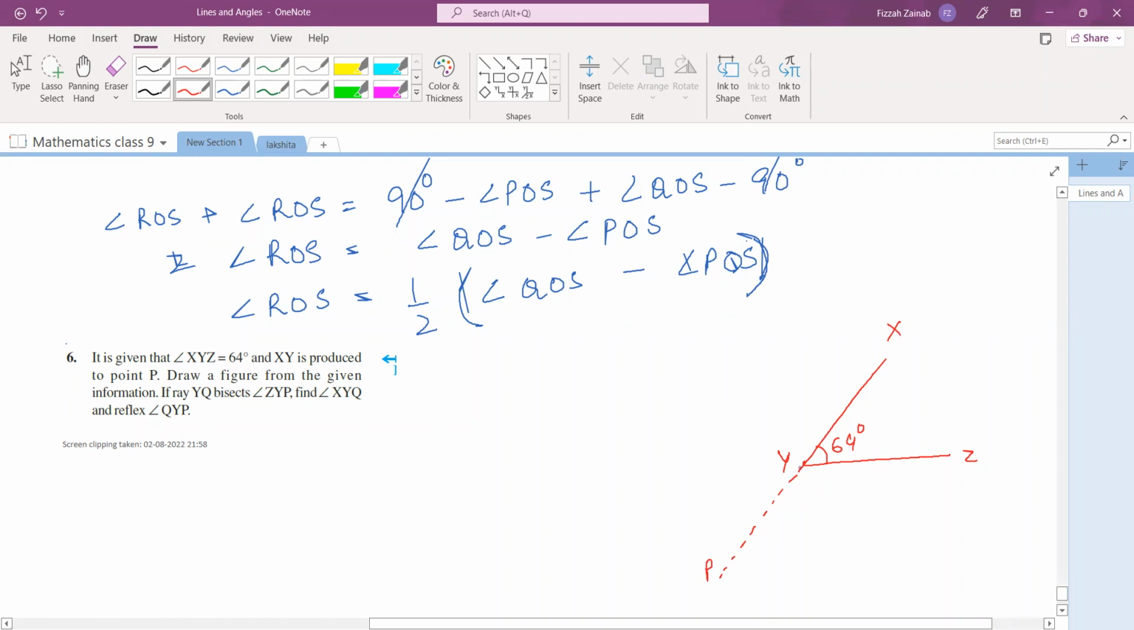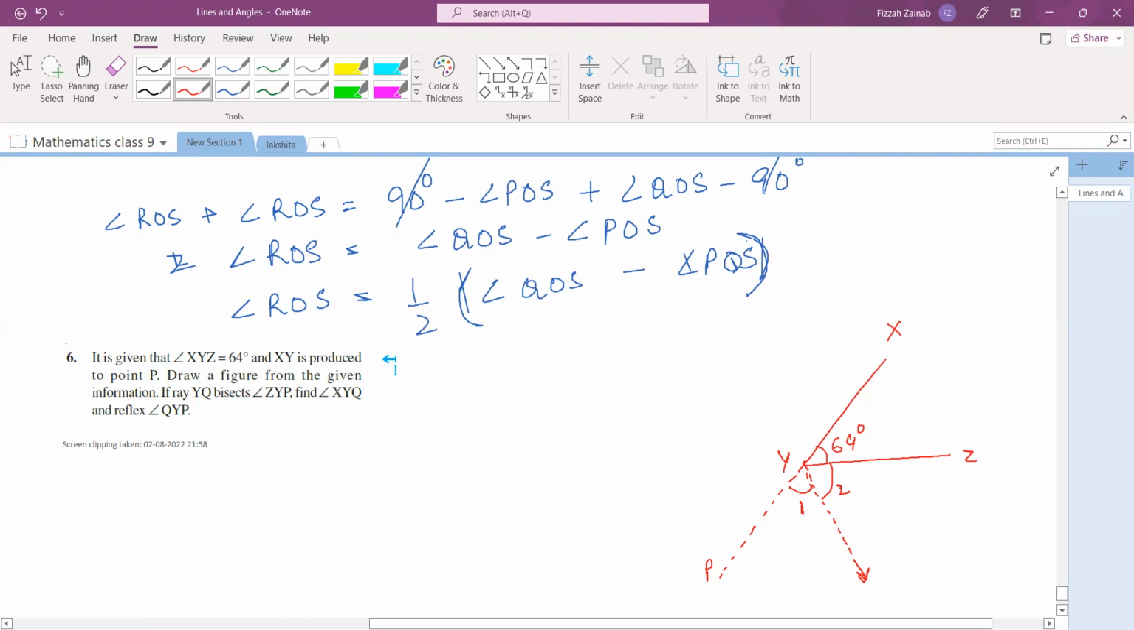Okay, we have drawn. If a ray YQ bisects ZYP, that means this angle ZYP is bisected. Bisected means it is divided into two equal parts. So there is a ray which is bisecting it. That means angle 1 is equal to angle 2, isn't it? Bisector means dividing into two equal angles.